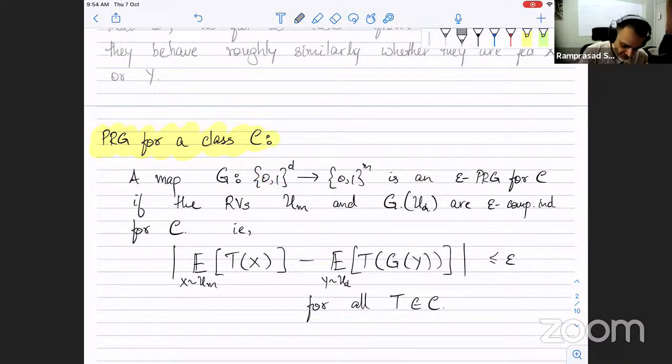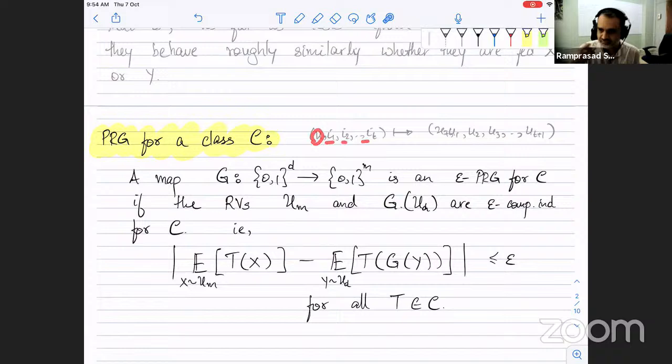So think of something like a map of the form u, i1, i2, up to it, going to u1, u2, u3, up to u_{t+1}. This is sort of what we had done in expander random walks. We would pick the first vertex at random and then pick edge labels uniformly at random. And even if you want t plus 1 samples, well, here are the t plus 1 samples. It corresponds to a random walk.